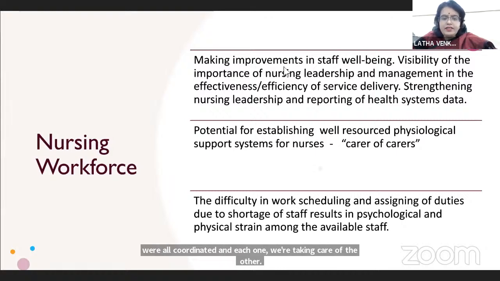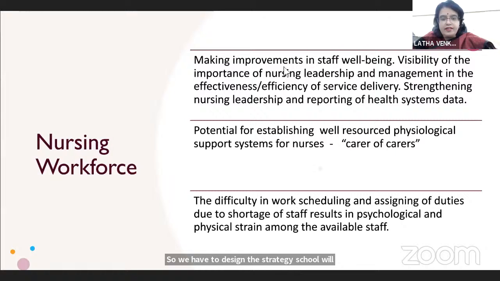So we have to design the strategies. Who will care for the carers? Who will care for the nurses if they have fallen sick? That has to be designed. And the difficulty in work scheduling and assigning of duties due to shortage of the staff results in psychological and physical strain among the available staff. So we have to see that these staff who are remaining healthy are not overloaded due to the shortage.